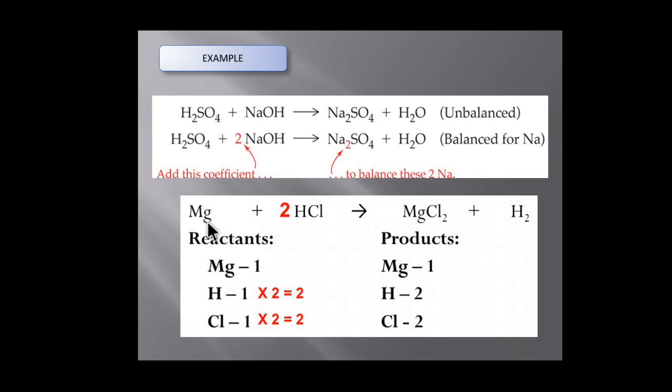The next one: magnesium reacts with HCl to form magnesium chloride and hydrogen gas. In this reaction, the product side has 1 magnesium, 2 hydrogen, 2 chlorine, but the reactant side has 1 magnesium, 1 hydrogen, 1 chlorine. So we need to increase the coefficient to 2. Now the equation is balanced.